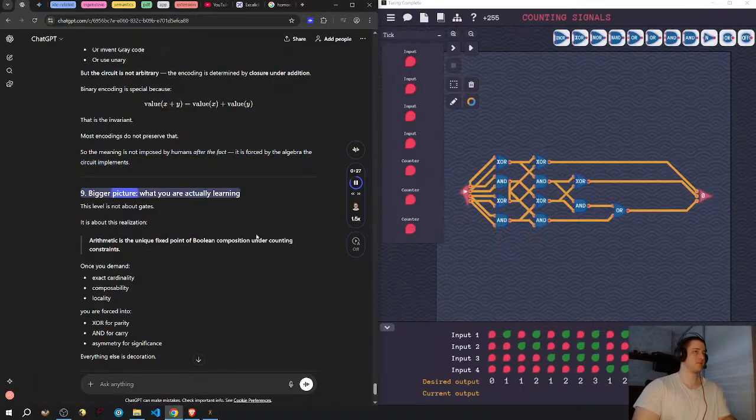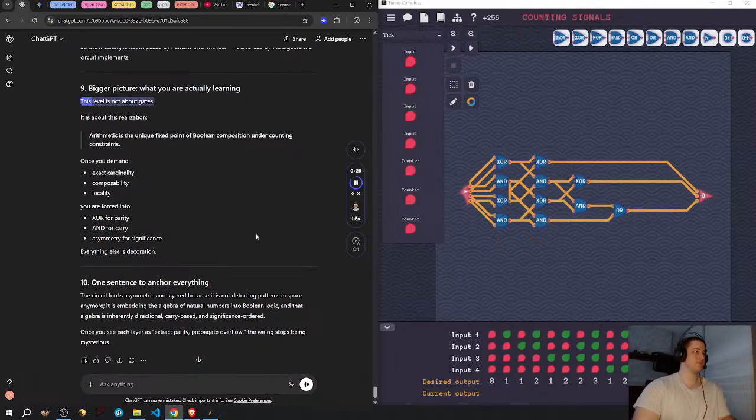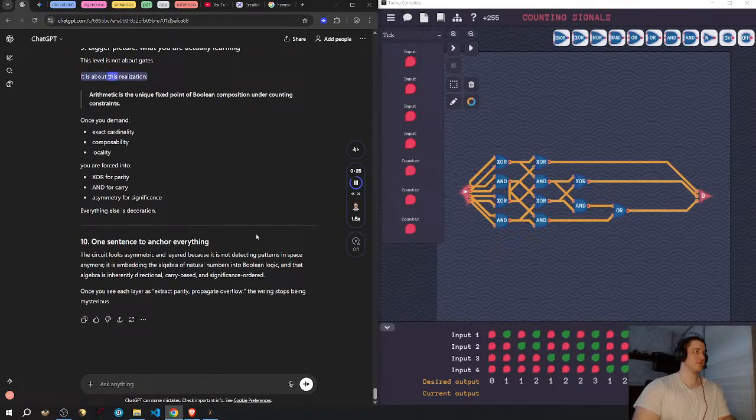9. Bigger picture, what you are actually learning. This level is not about gates. It is about this realization: arithmetic is the unique fixed point of Boolean composition under counting constraints. Once you demand exact cardinality, composability, and locality, you are forced into XOR for parity, AND for carry, and asymmetry for significance. Everything else is decoration.